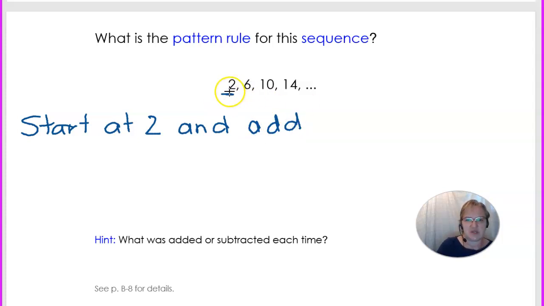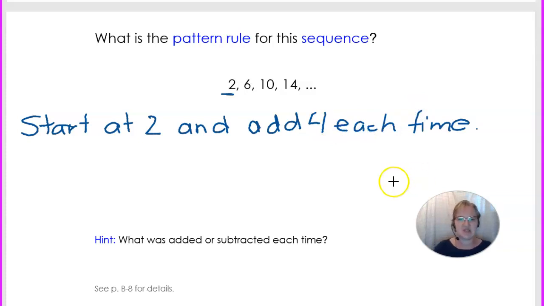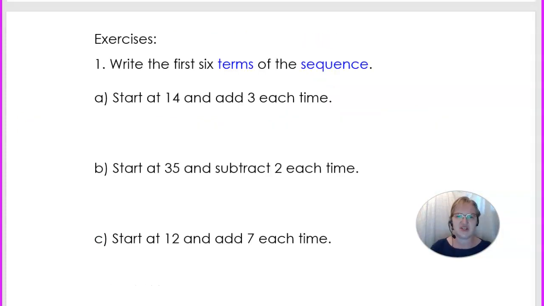Now let's look at the difference between 2 and 6. There's 4 there. If we're going up by 4, then we add 4 each time. See if that holds true. From 6 to 10, we add 4. From 10 to 14, we would add 4. So there's our pattern rule. Start at 2 and add 4 each time. Here's some exercises for us to practice with.